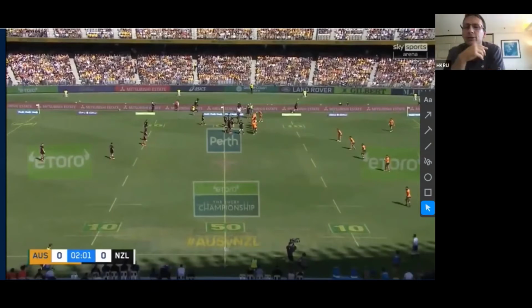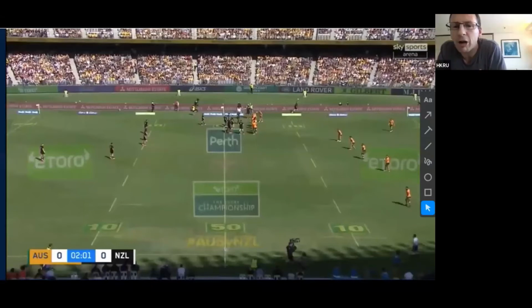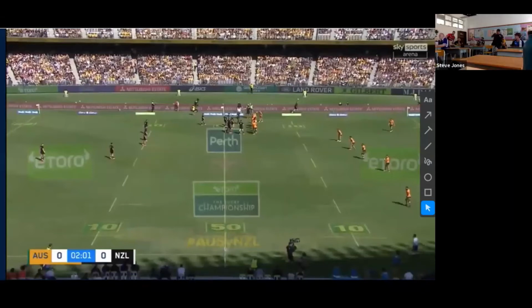Good. Anything else? The attacks only seem successful when the scrum's going forwards or they didn't go backwards. How many scrums were set and stable? Two, probably. They were the ones where they actually made gain line success, I'd say. The one for the try, certainly.